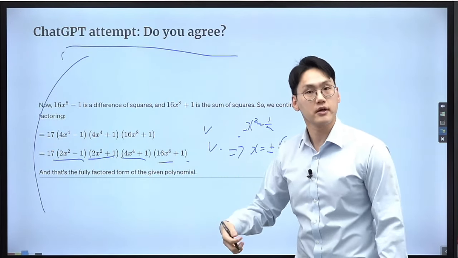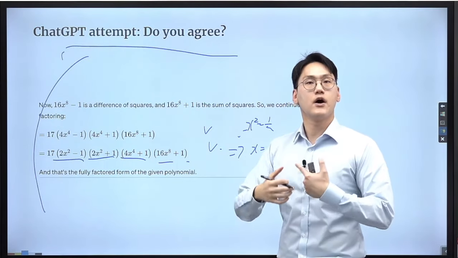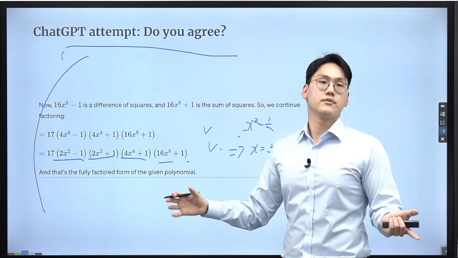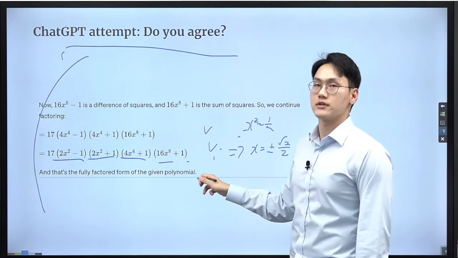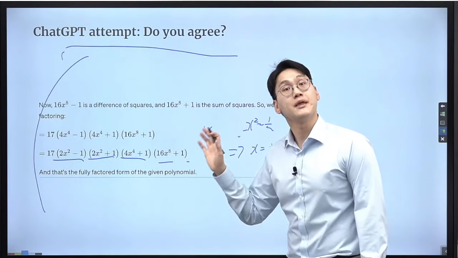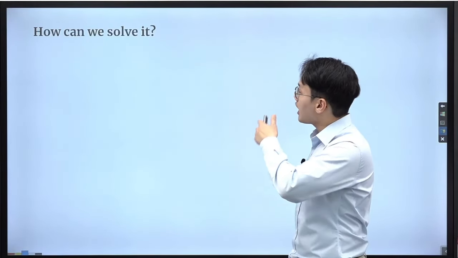So as you can see, we cannot rely too much on ChatGPT for mathematics because it's not using deductive thinking. It's just collecting information from the data, you see? So it's not solving it. So we cannot get much help from it yet, you see? Okay, so now how can we solve it?